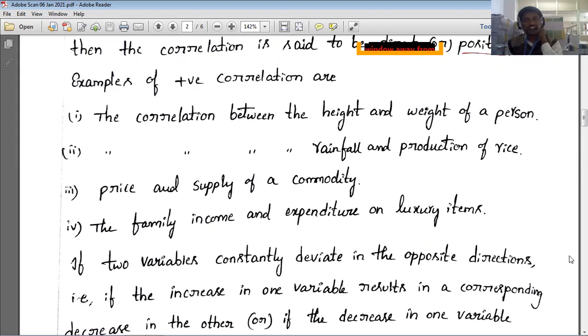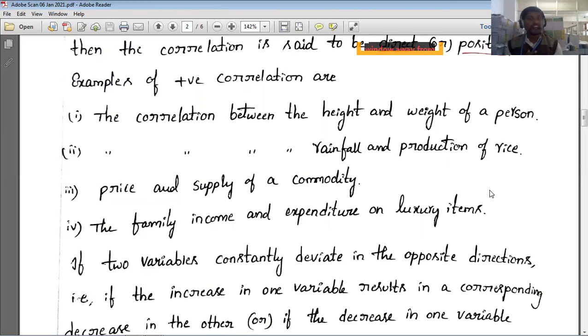Next, rainfall and production of rice. When rain is sufficient, rice production is good, so both move in the same direction. Then we say that it is positive, or both are decreasing, rice as well as rainfall. Next, price and supply of a commodity. If the price is increasing and supply is also increasing, or the price is reducing and supply is decreasing, then we say that the relation is a positive correlation or direct correlation.